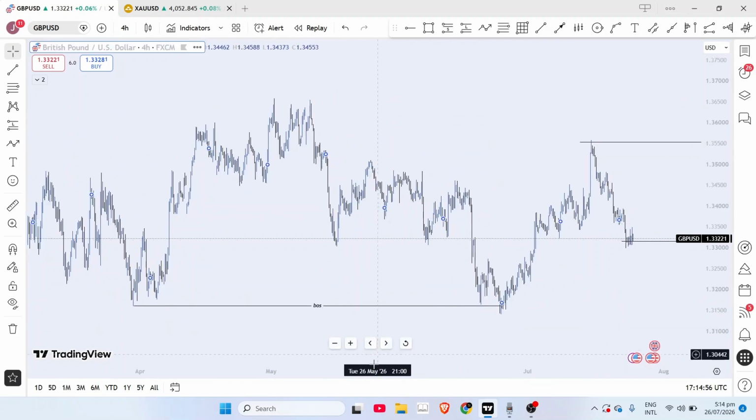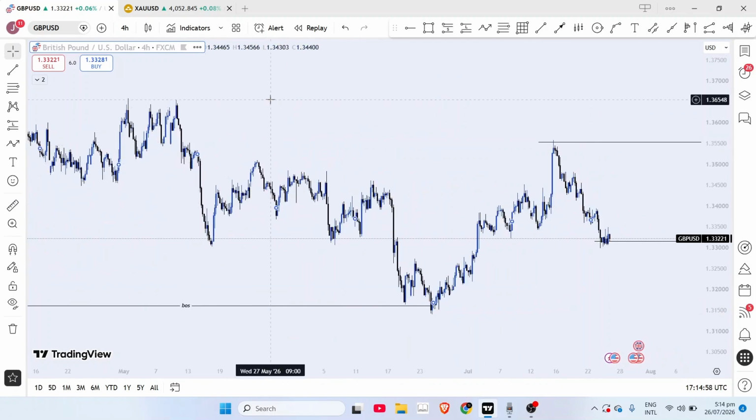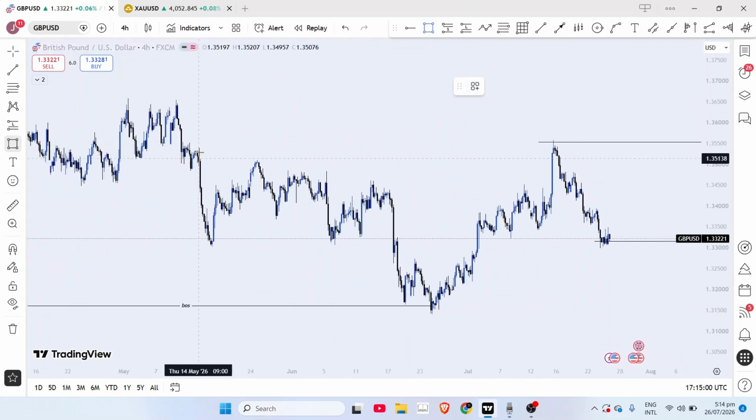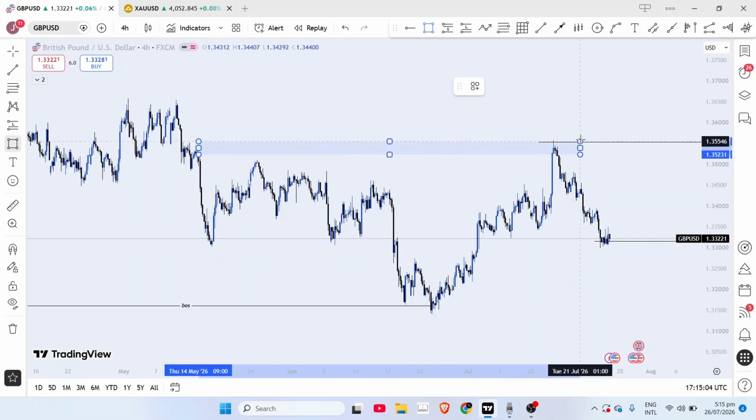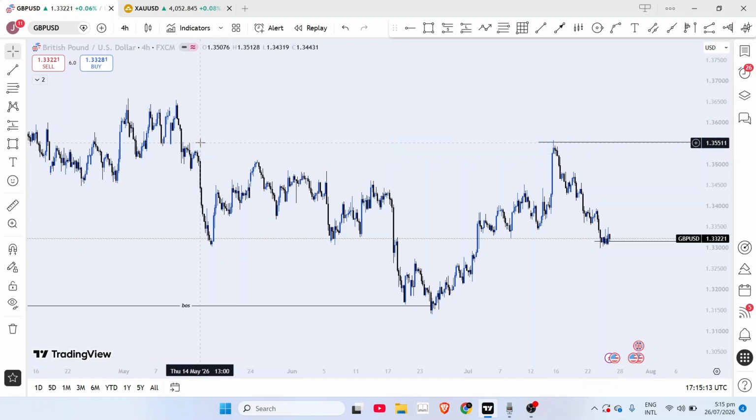And now we are reacting from a point of interest around here. We are reacting from some kind of point of interest around these zones. So these are the zones we are reacting from. So like this, let me delete this. You can see that price has swept this high right here into this fair value gap.